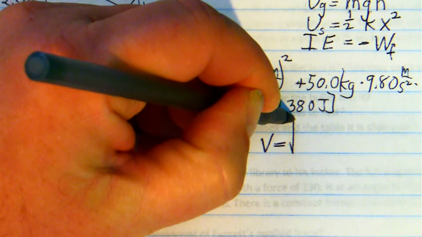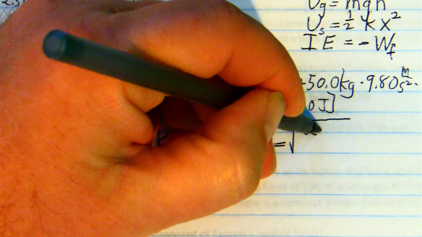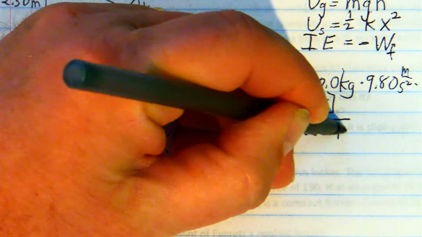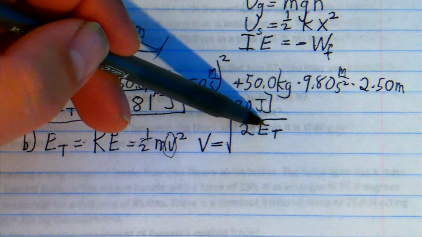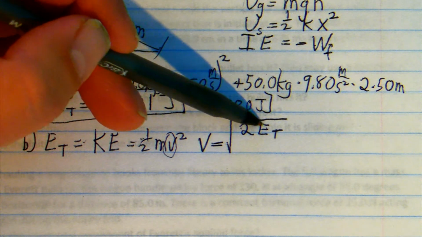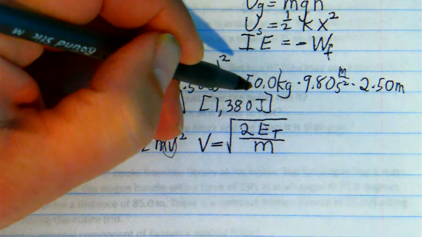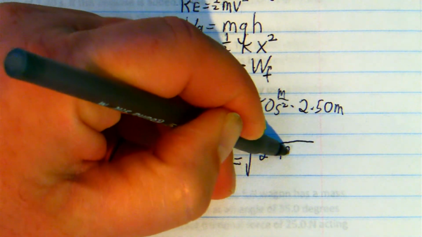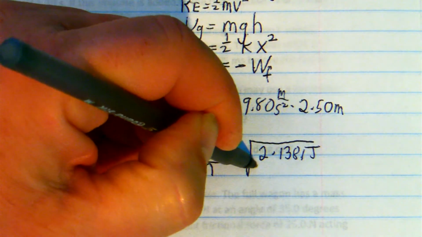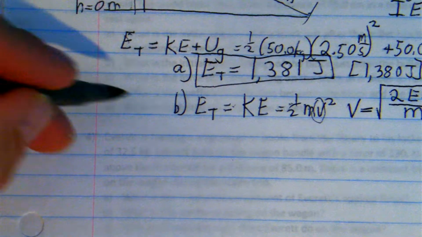So the speed becomes the square root of 2 times, and I'll even list it as total energy instead of kinetic energy, because they're the same value right now, 2 times the total energy divided by the mass. So I'm taking the square root of 2 times 1381 joules divided by 50.0 kilograms.